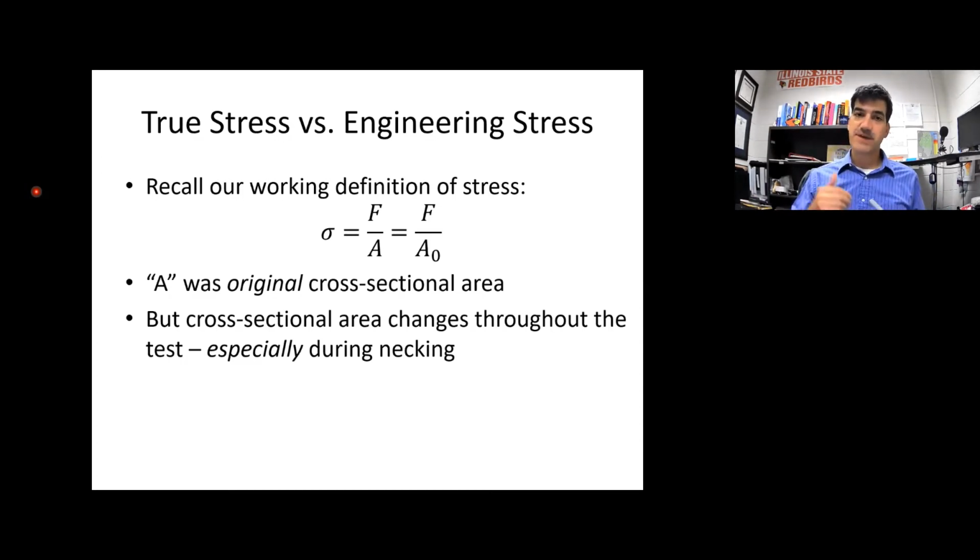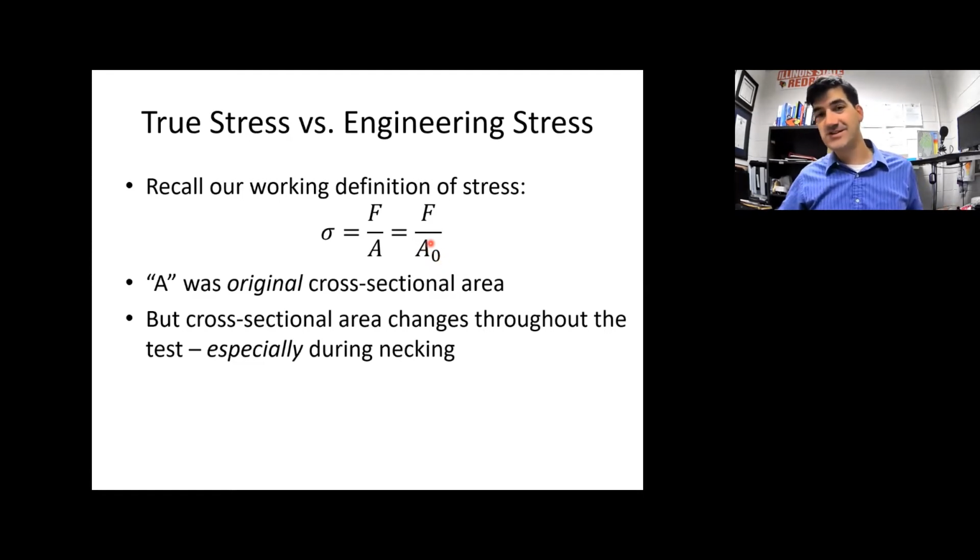So there's basically two different ways to think about this. The simpler way that we are going to do it in this class, and that is more commonly used, is called engineering stress. And the engineering stress is this one right here. It's the force applied at that point in the test divided by the original cross-sectional area. So A sub 0, or A sub naught, that means the original cross-sectional area.